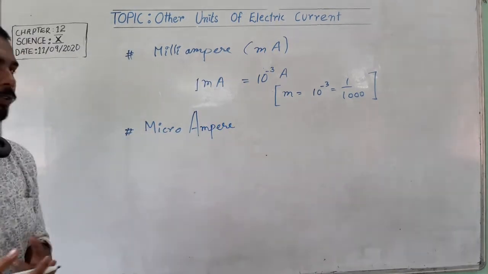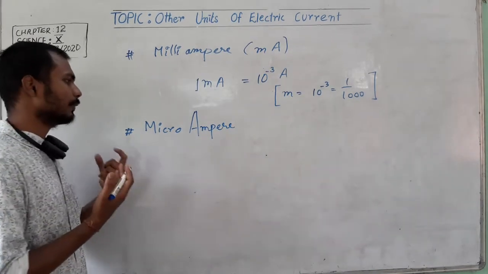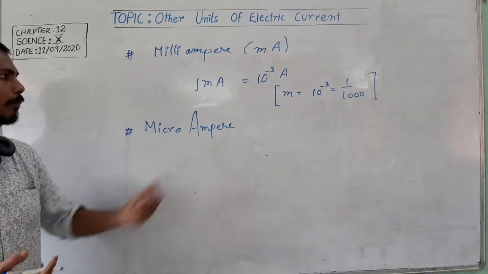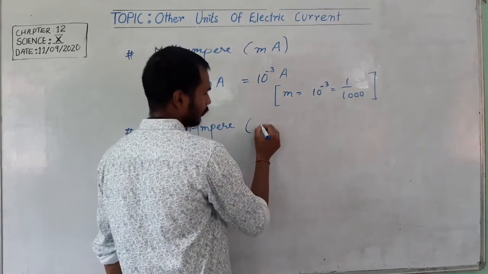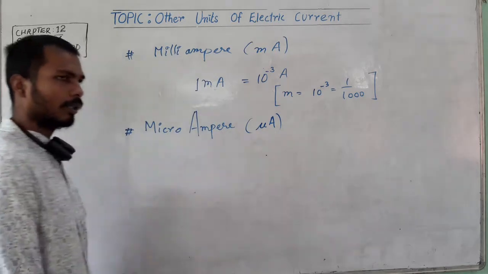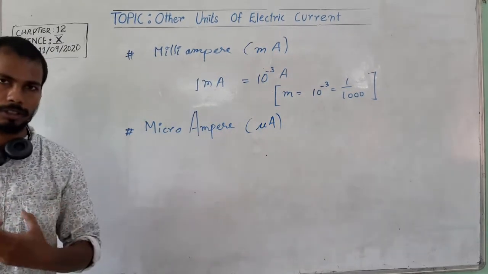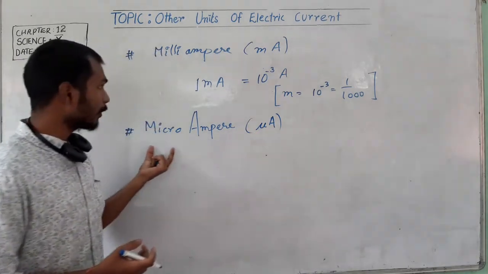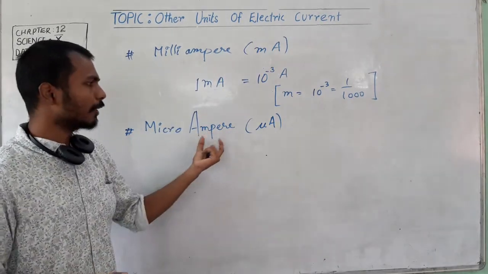So this is another smaller unit of electric current. It means if the current is very small, we can use this unit microampere. In symbolic form microampere is written as μA. This is the mu symbol. Later in the later classes you will learn about different symbols. So this is mu. Mu is for micro. m is for milli. Okay, so this is microampere.